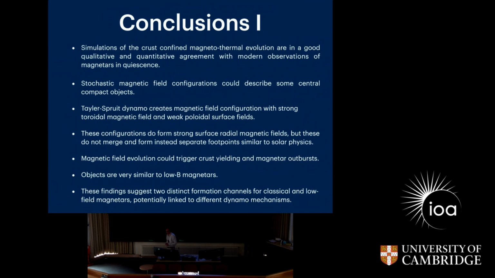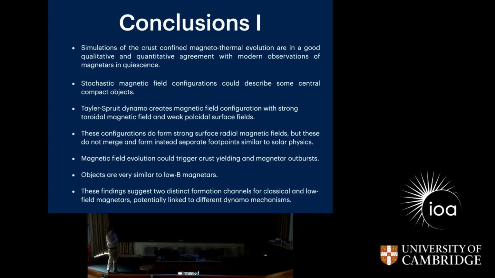So these are my first conclusions for crust-confined configurations. I have 5 minutes. Okay, maybe I will finish here in this case. Simulations of the crust-confined magneto-thermal evolution are in good quantitative and qualitative agreement with modern observations of magnetars in quiescence. A stochastic magnetic field configuration, so small-scale magnetic field configuration, could describe general compact objects.